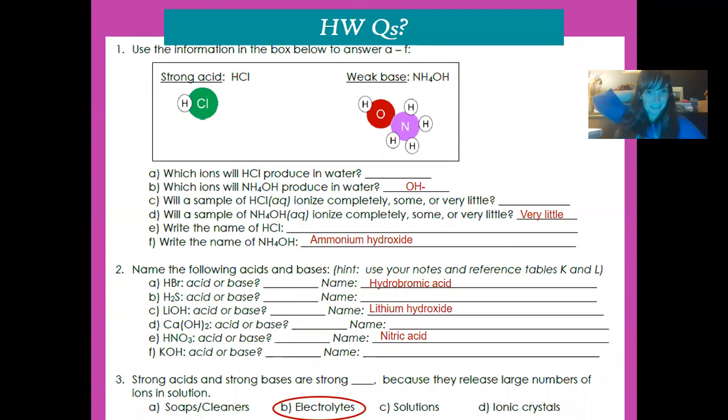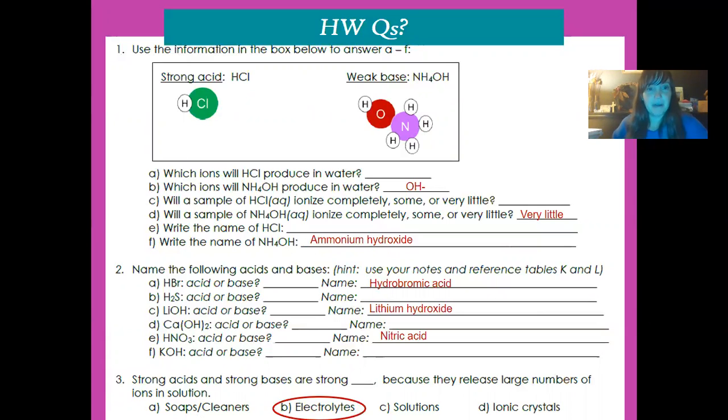All right, taking a look back at our homework, the first question was about strong versus weak. So they told us the acid HCl is strong and that the base NH4OH is weak. So we use that to answer these questions. So for 1B, which ions will NH4OH produce in water? Well, it's a base, so I know it'll make hydroxide ions. Part D, will it ionize completely, some, or very little? Very little, because it's weak.